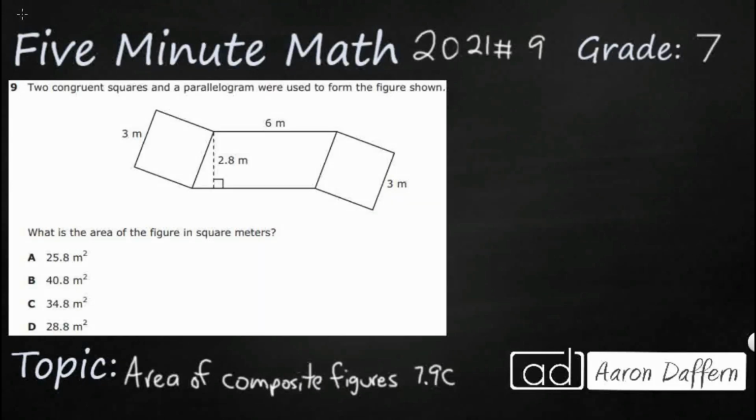Today we are looking at the 7th grade concept of area of composite figures. This is standard 7.9C in the great state of Texas, and we are using item number 9 off the 2021 released STAAR test. If you have not done so already, please go ahead and take a moment to pause the video, work this problem out on your own, unpause it, and we will look at our answers together.